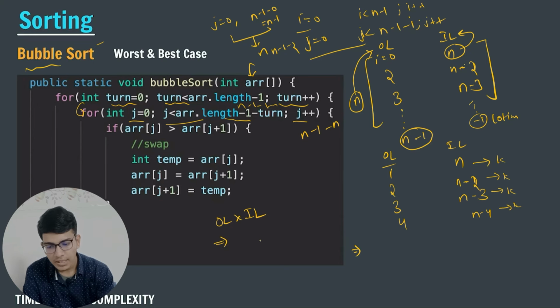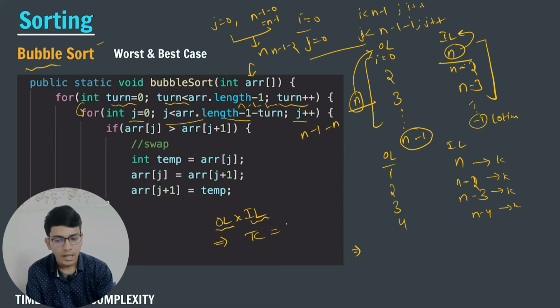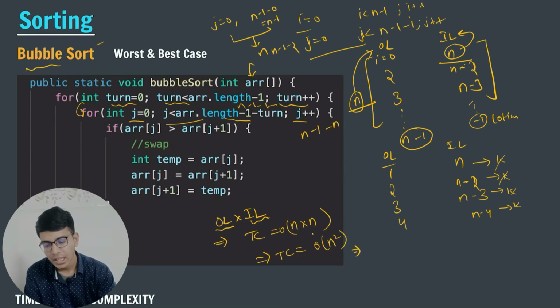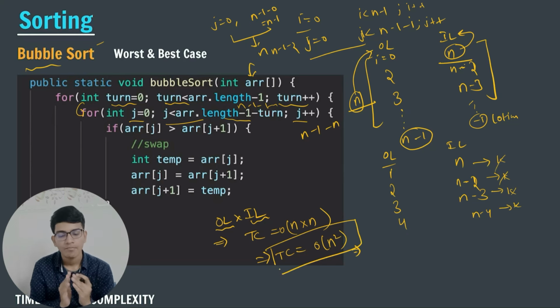So can you observe one thing, that my outer loop, how many times it is running? N times. What is my inner loop, how many times it is running? N times. So my time complexity will become how many times our outer loop has run, into how many times our inner loop has run. So n into n, big O of n into n. So this thing will give me time complexity as big O of n square, and we'll ignore all the constants because of our rules. So for bubble sort, our time complexity is big O of n square.